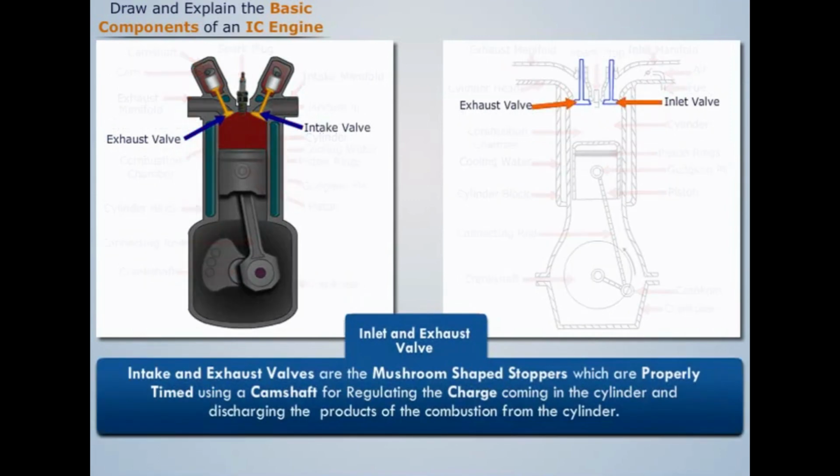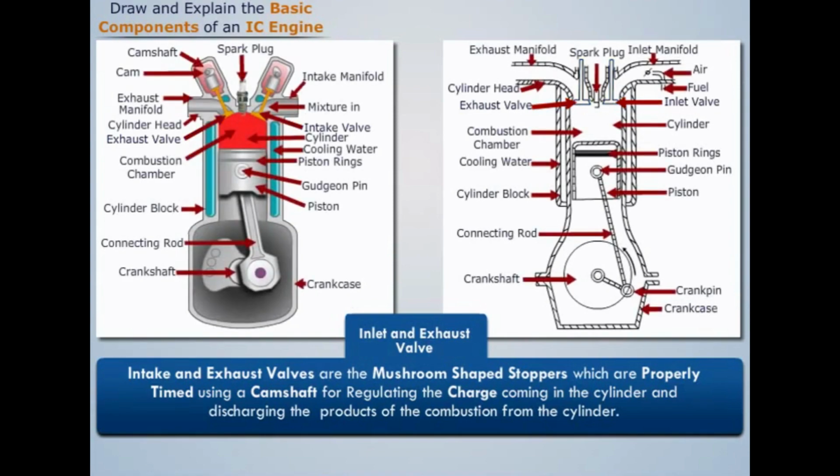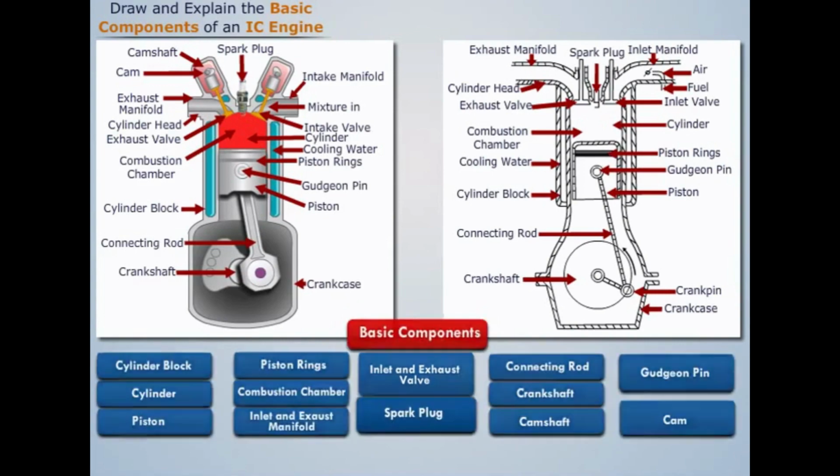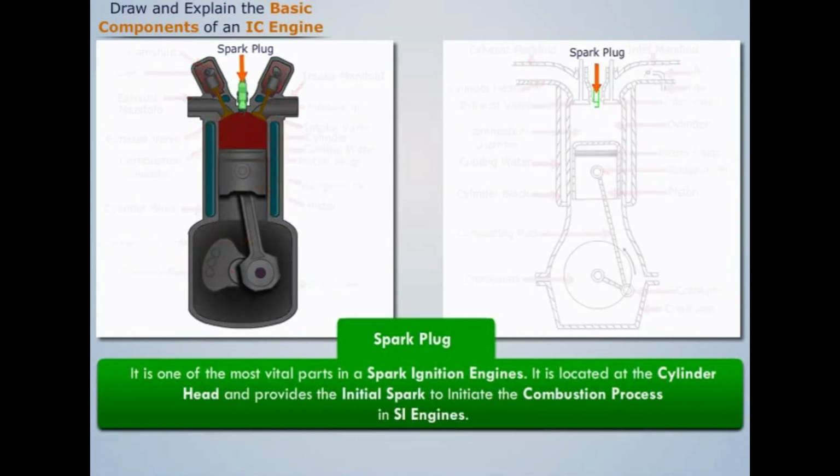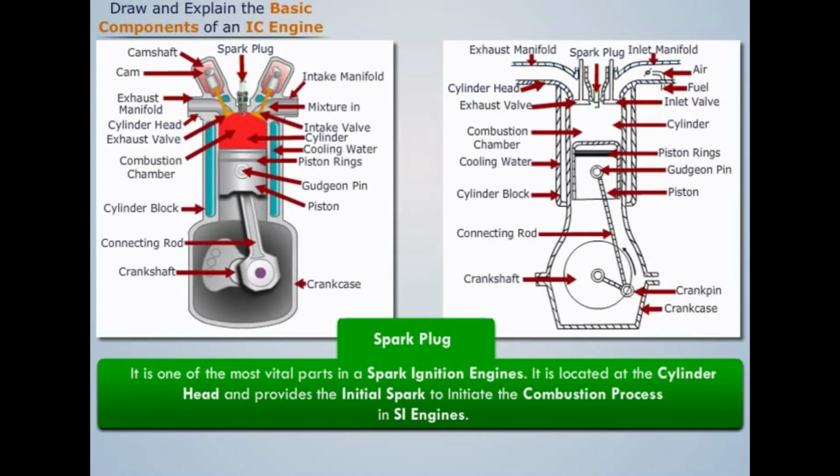Intake and exhaust valves are the mushroom-shaped stoppers, which are properly timed using a camshaft for regulating the charge coming in the cylinder and discharging the products of the combustion from the cylinder. Spark plug is one of the most vital parts in a spark ignition engine. It is located at the cylinder head and provides the initial spark to initiate the combustion process in SI engines. In the case of CI engines, spark plugs are replaced by fuel injectors.